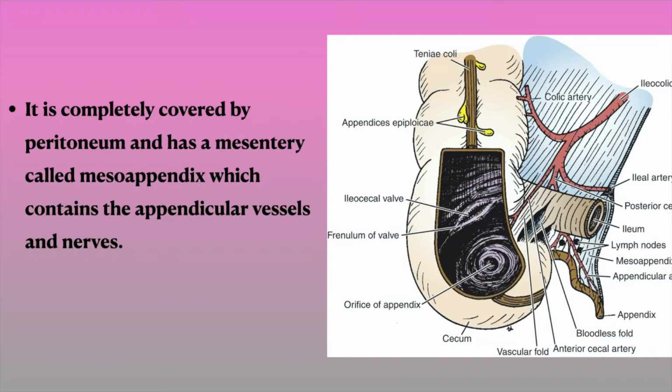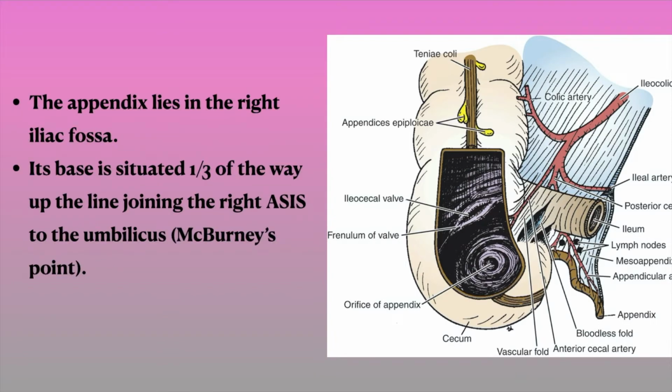The appendix is completely covered by peritoneum and has a mesentery of its own called the mesoappendix, which contains appendicular vessels and nerves. The appendix lies in the right iliac fossa.